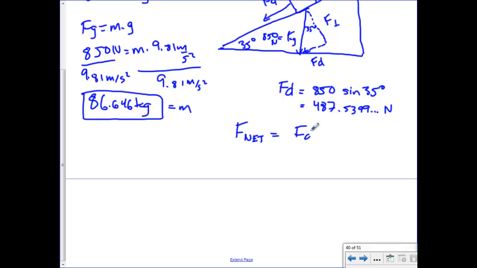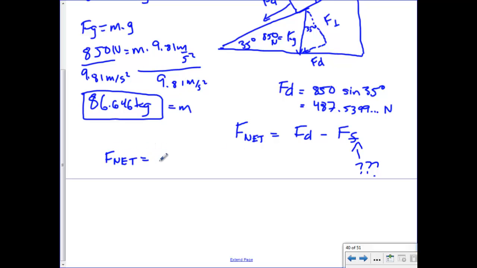His net force is equivalent to the downward force we just found, subtract the force of friction. And we're looking for this, so this is what we're solving for. So we now know the downward force. We need to try to figure out his net force. And that's where those other numbers come back in.